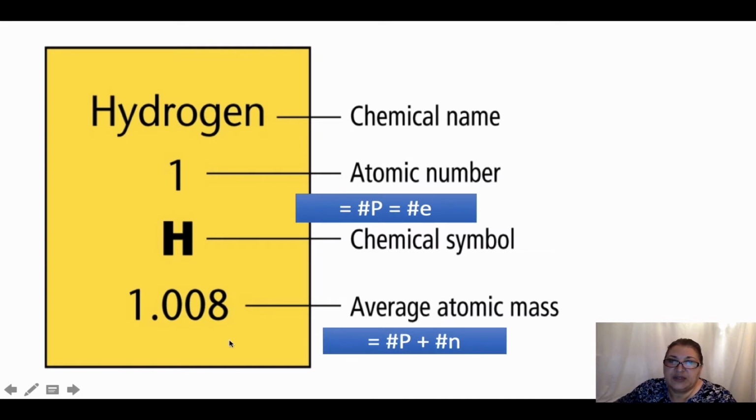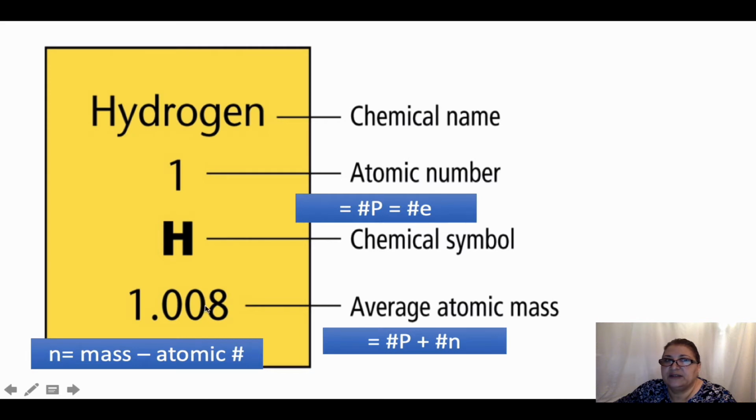From the average, we can get the mass number, which is equal to the number of protons and the number of neutrons. To find the number of neutrons, we just subtract atomic number from atomic mass. You can, of course, pause and just write this down.